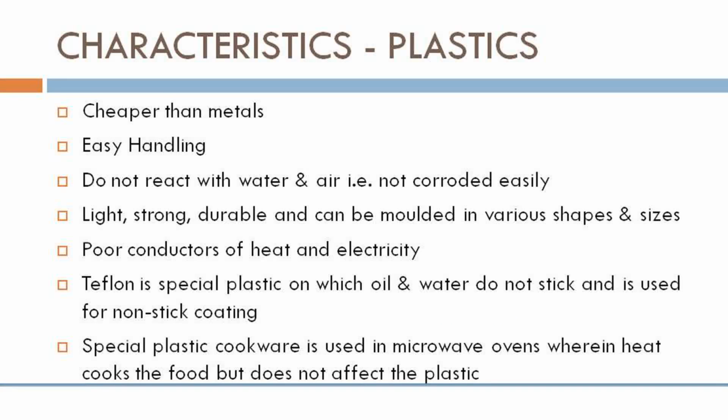Plastics are cheaper than metals and easy to handle. They also do not react with water and air, that is, they are not corroded easily. Plastics are light, strong, durable, and can be molded in various shapes and sizes. Also, plastics are poor conductors of heat and electricity. Teflon is a special plastic on which oil and water do not stick and is used for non-stick coating in utensils. Special plastic cookware is used in microwave ovens wherein heat cooks the food but does not affect the plastic.